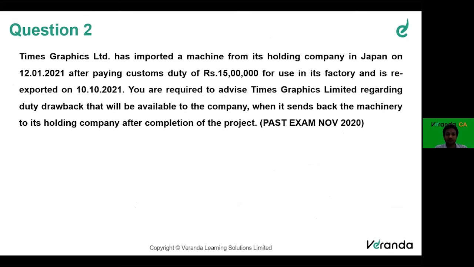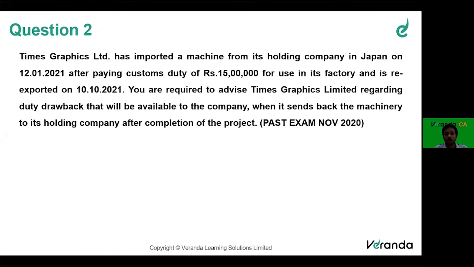Times Graphics Limited has imported a machine from its holding company in Japan on 12th of January 2021 after paying customs duty of 15 lakhs for use in its factory and re-exported it on 10th October 2021. So Times Graphics imported machinery for production on 12th January. They paid custom duty also, 15 lakh rupees. They used it in the factory, and they re-exported it on 10th of October.